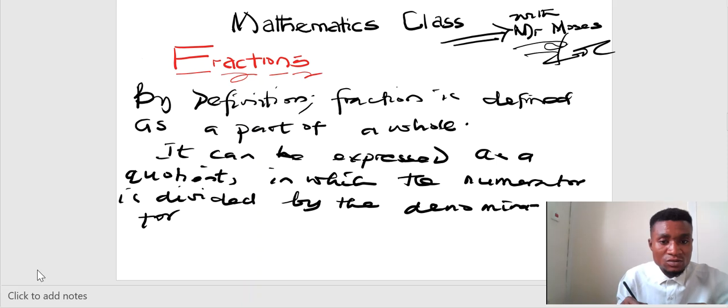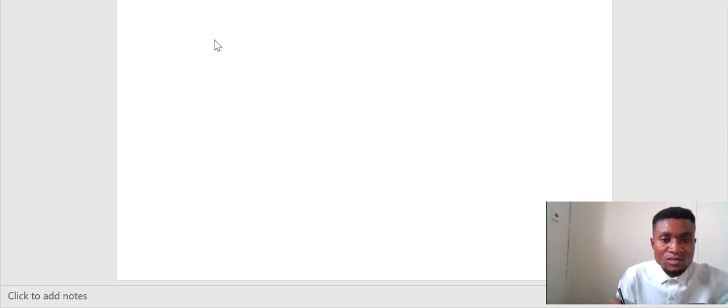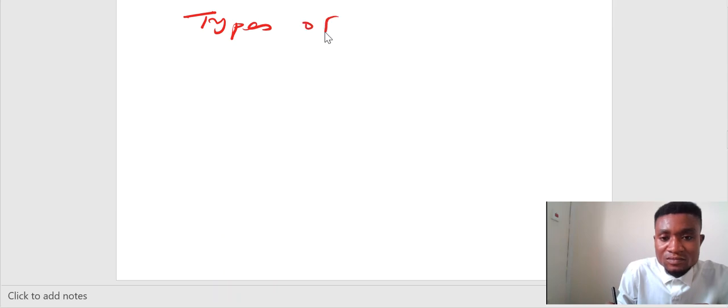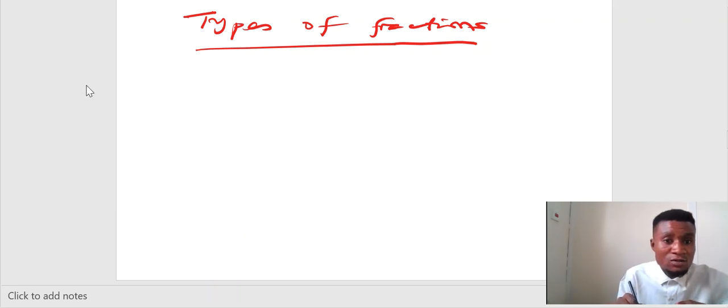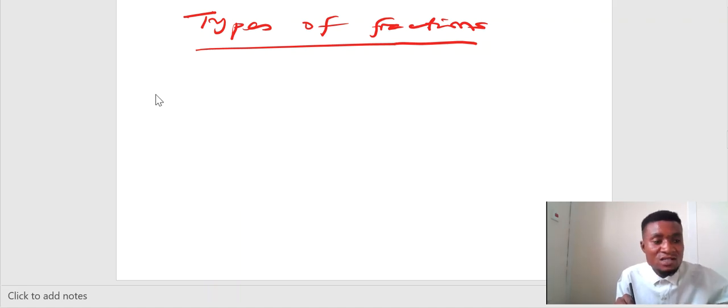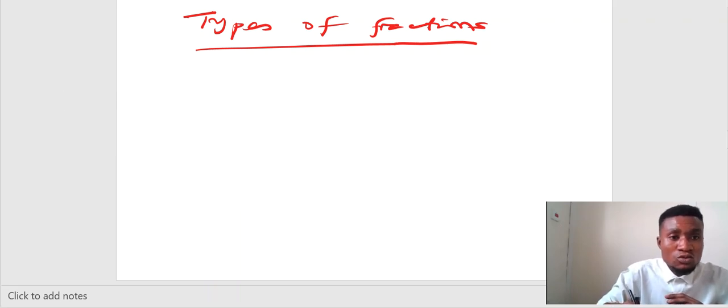So briefly, we'll be talking about types of fractions. We have basically different types of fraction. But in the course of this class, I will only be highlighting 7 types of fraction. I'll be highlighting just 7 types with their respective examples, and we'll be good to go.